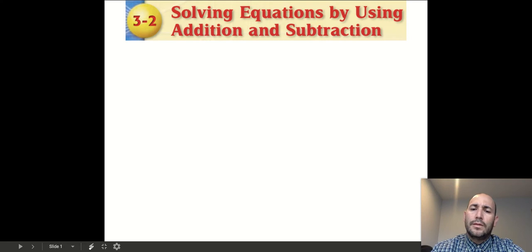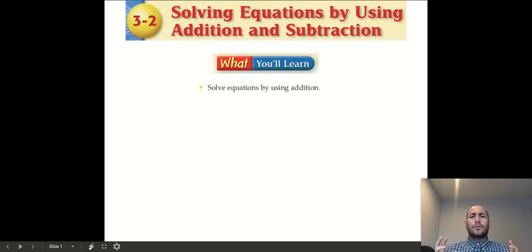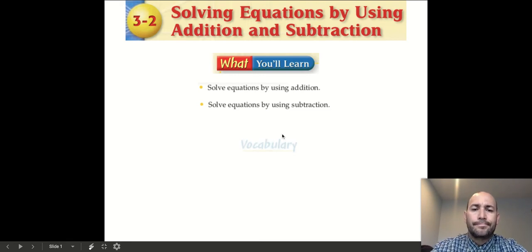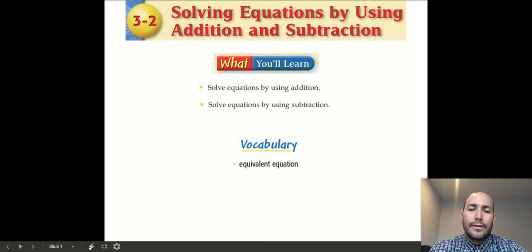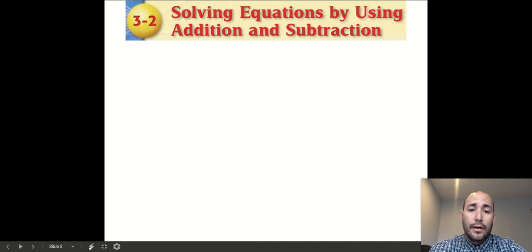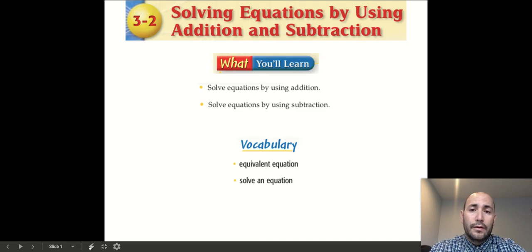So today we're really going to focus on solving basic equations. Talking about what we're actually going to learn in this lesson today, solving equations by using addition and solving equations by using subtraction. So we're going to be able to solve pretty basic equations using addition and subtraction. Some important vocabulary to keep in mind is the idea of an equivalent equation, the idea of solving an equation and what it means, and those are the basic ideas and lessons that we're going to be learning today.